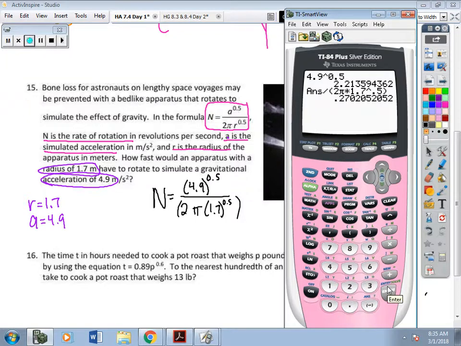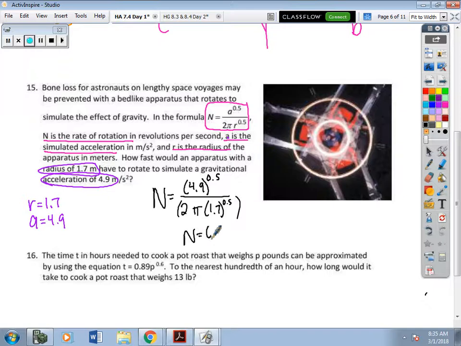And I got my answer, which is 0.27. They didn't tell us what to round to. We'll just do hundredths. And then we have to go back and figure out what the units would be based on the word problem. So n is the rate of rotation in revolutions per second. So this would be revolutions per second.